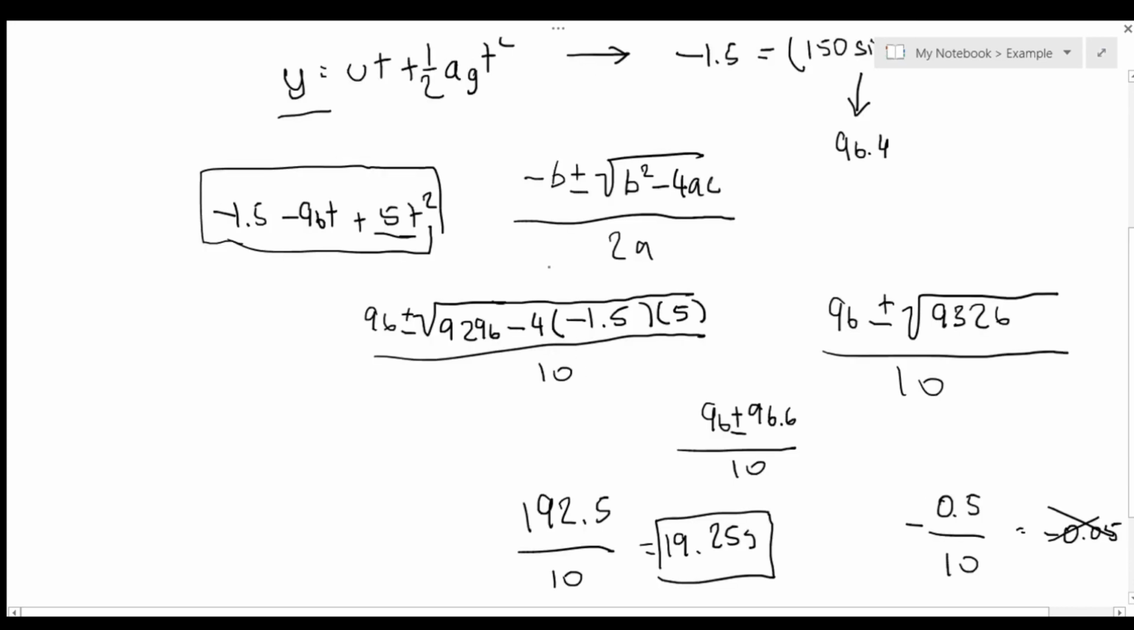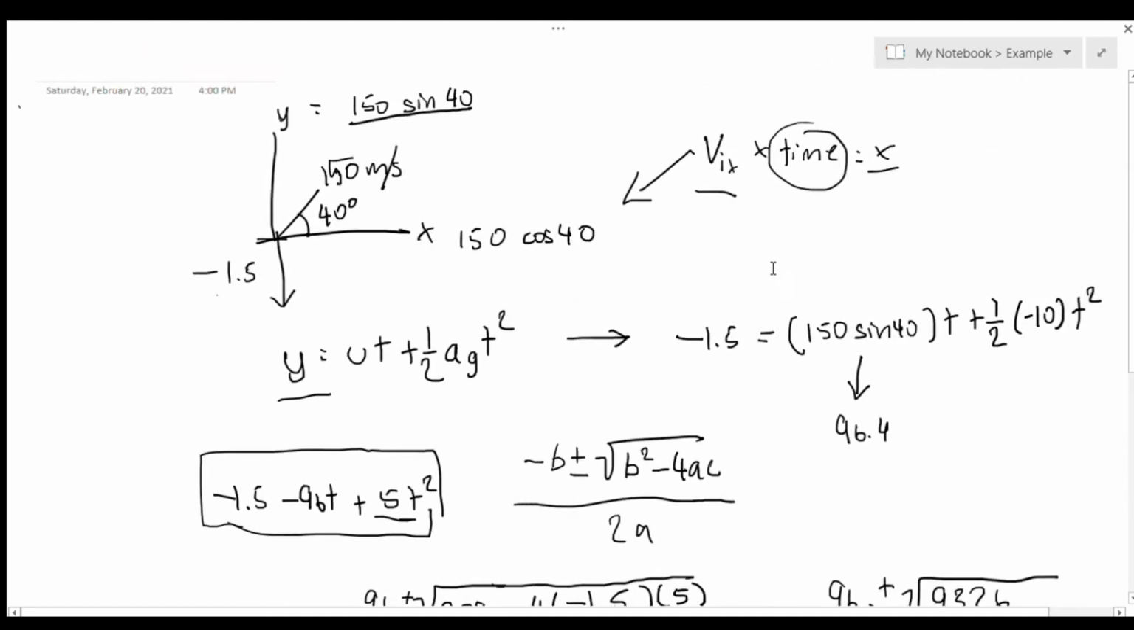Now that we have the time for our equation, we can substitute this back into our equation up here, which is Vix times time equals distance. Vix, the initial velocity for the x-axis, is 150 cos 40 multiplied by time, which is 19.25, and this will result in a distance of 2,211.95 meters in total.